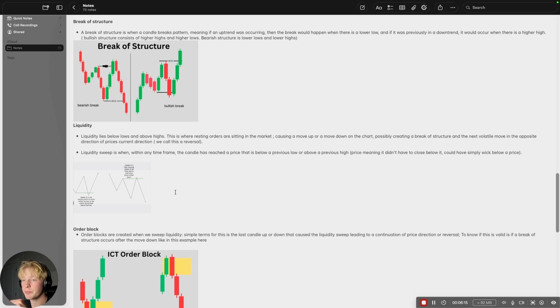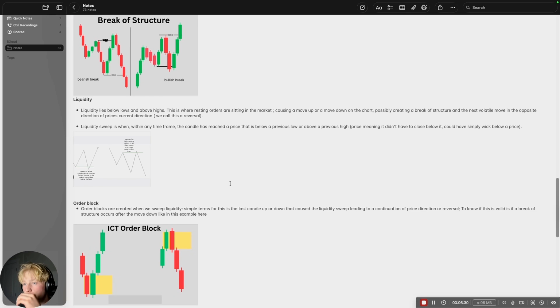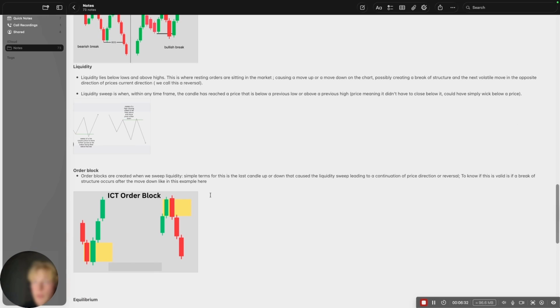invalidating current structure. So let's say it swept liquidity, then we had a break of structure. Well, those are two confluences that are saying, hey, price is shifting structure. So we're going from bullish to bearish, or we're going from bearish to bullish. Okay, so now that we know what liquidity sweeps are, which is price reaching above a high or below a low, order blocks are important to know.